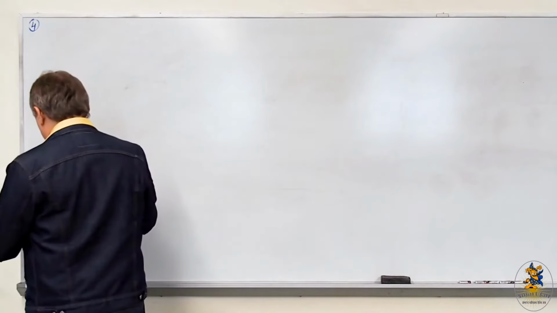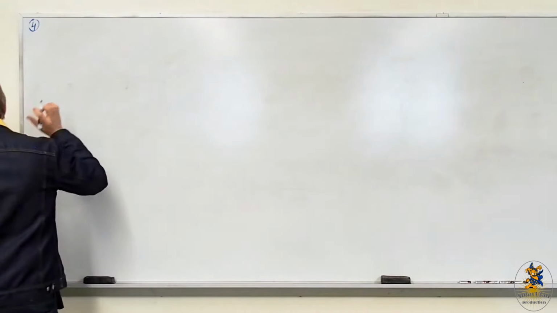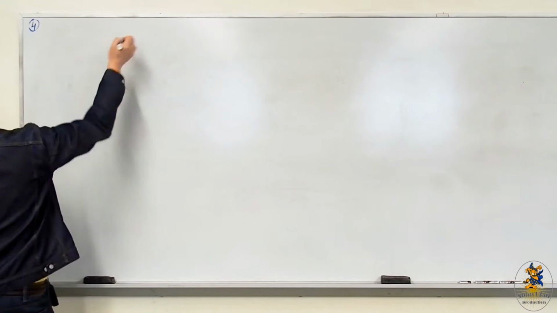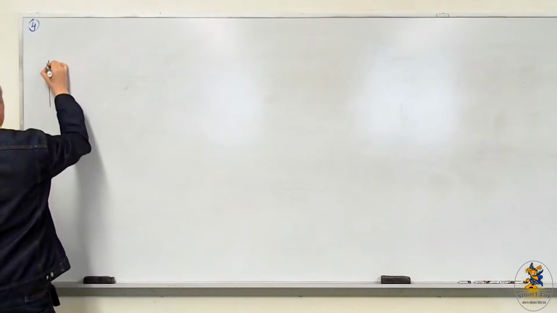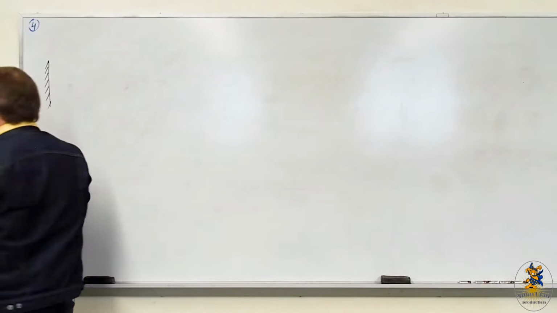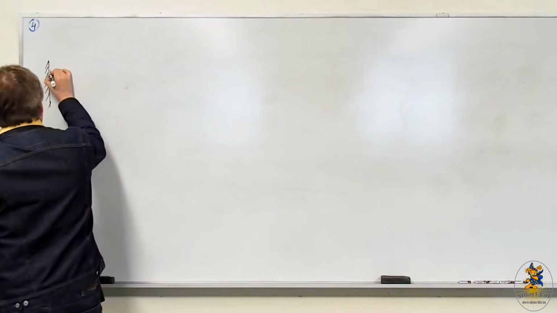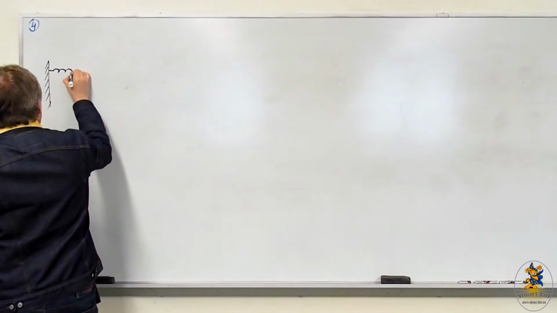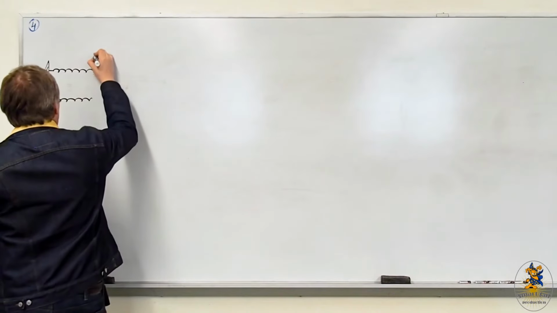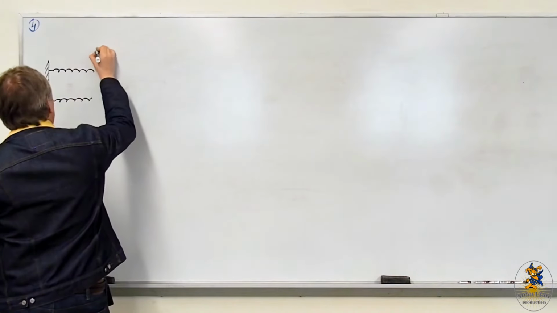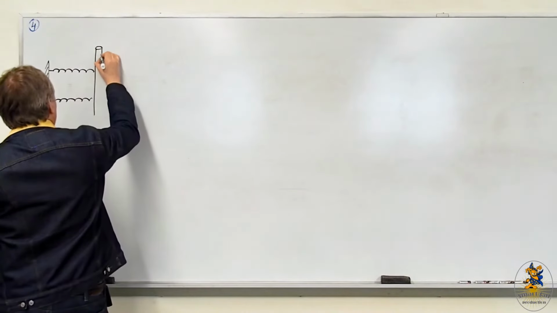Okay, so I need to draw a nice picture over here. I will start with the picture, and then I will start writing what is given. So this is a wall. Then there are 2 springs. And over here there is a wire with a current.